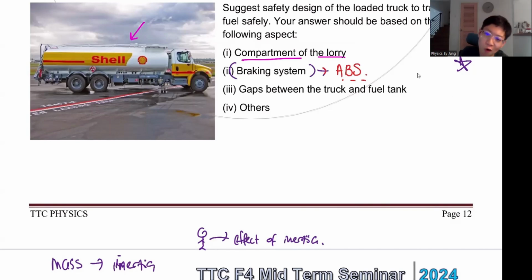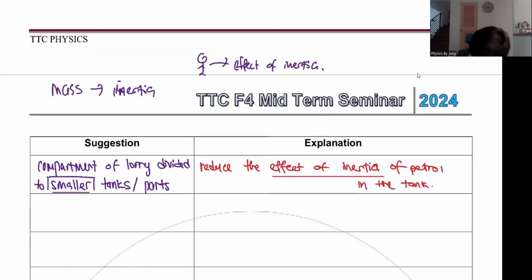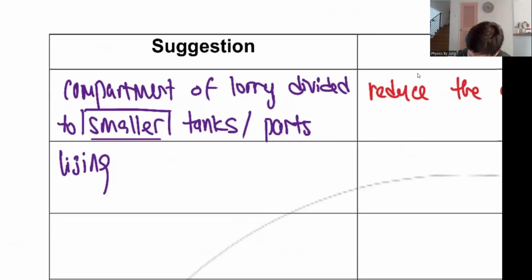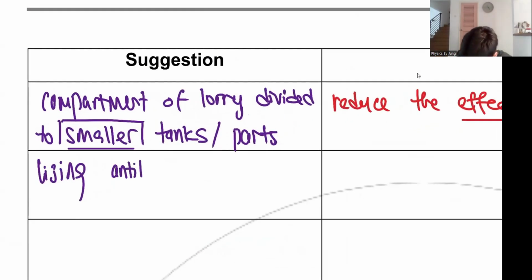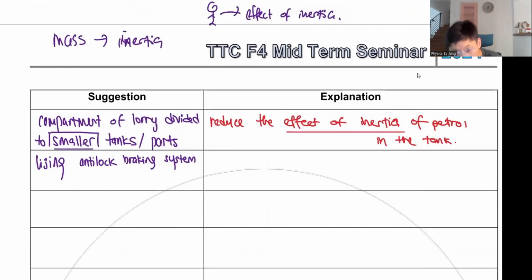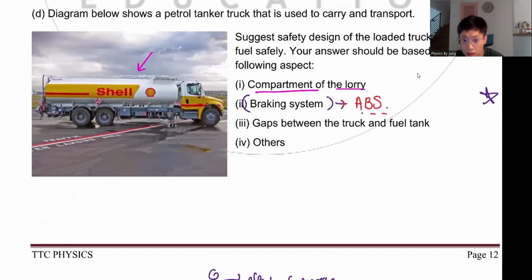Advanced braking system? No, it's not advanced. The one is anti-lock. So the answer is using something we call anti-lock braking system.